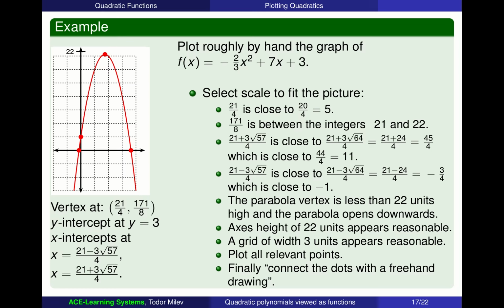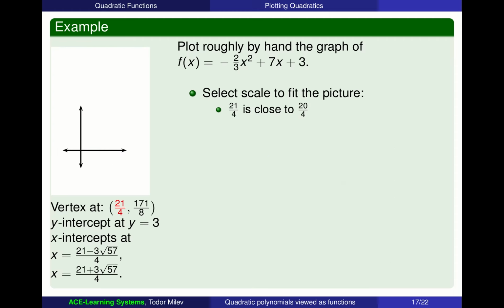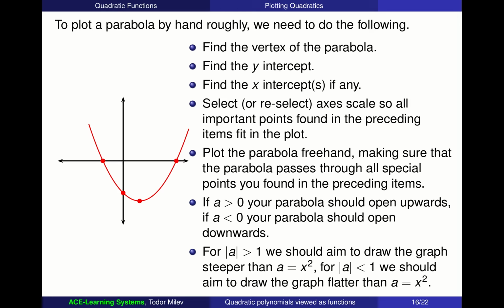I want to recap for you the rules for plotting a parabola by hand, just to remind you of all the rules. Find the vertex of the parabola. So the x coordinate is negative b over 2a, and then f of negative b over 2a gives you the y coordinate. Find the y-intercept, that's just f of 0. Find the x-intercepts by solving the quadratic. Then you get your points.